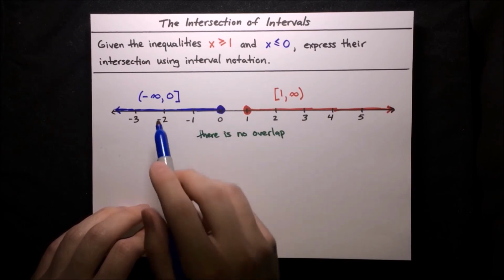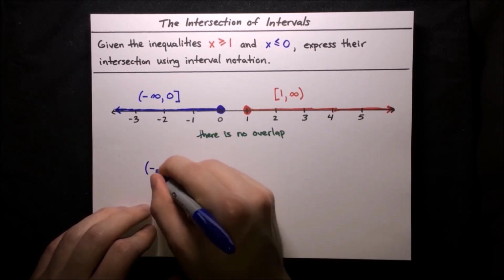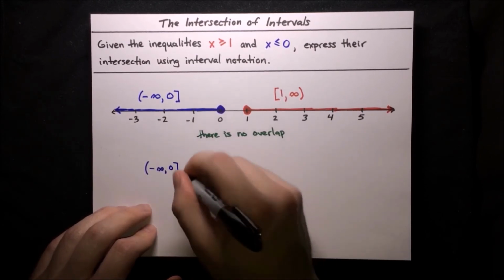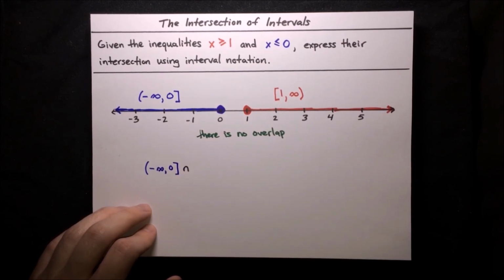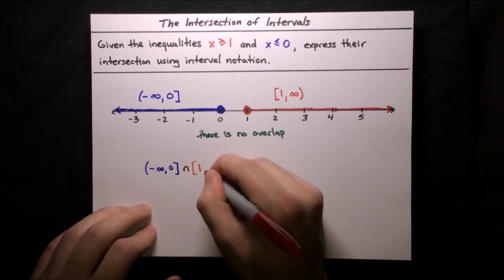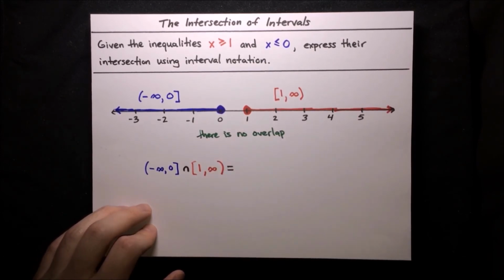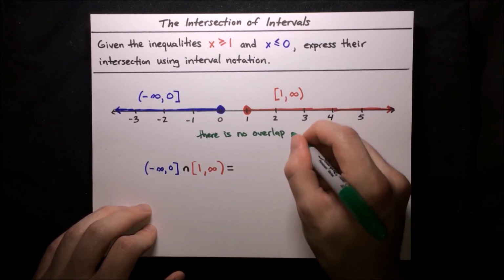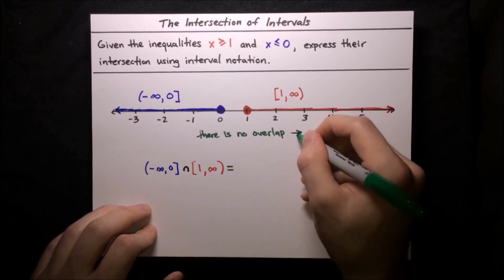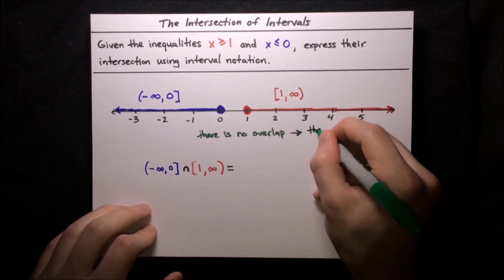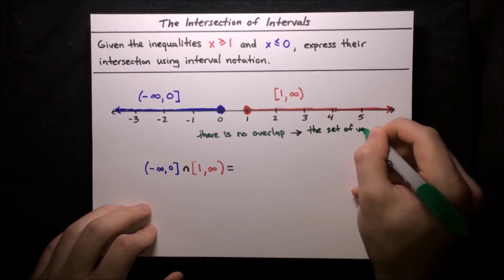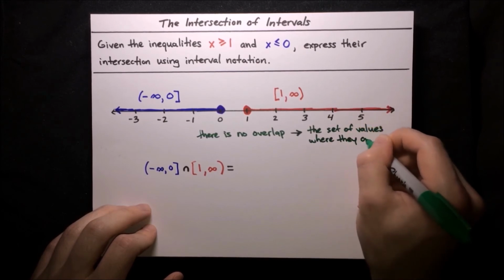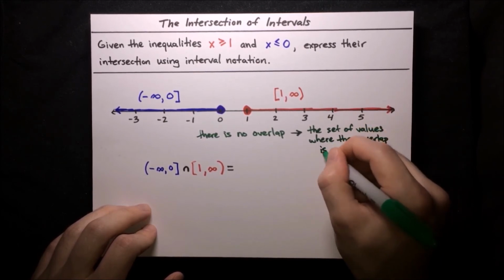Alright, so how do we write this statement of intersection then? We state that this interval, (negative infinity, 0], intersection with the other interval, [1, infinity), what do we write at the end? Do we just leave it blank? Well, there's a more satisfactory way to address this situation than to leave it blank. And the more satisfactory way is to interpret, instead of thinking about there being no answer, think about it as though the set of values where they overlap is empty.